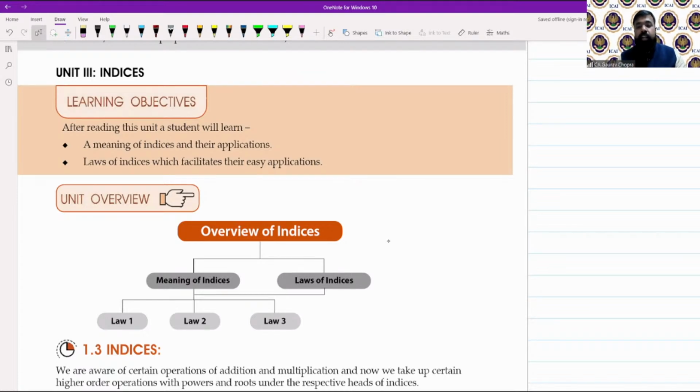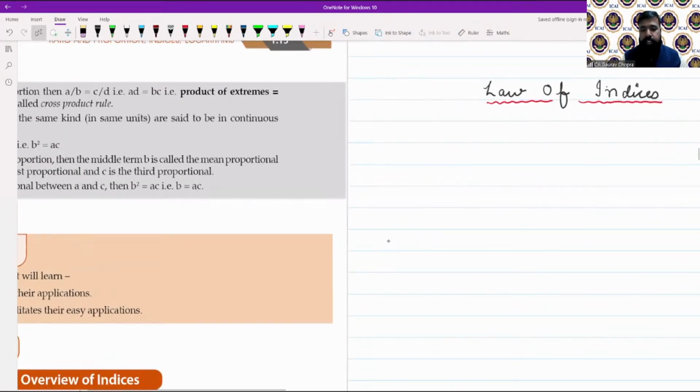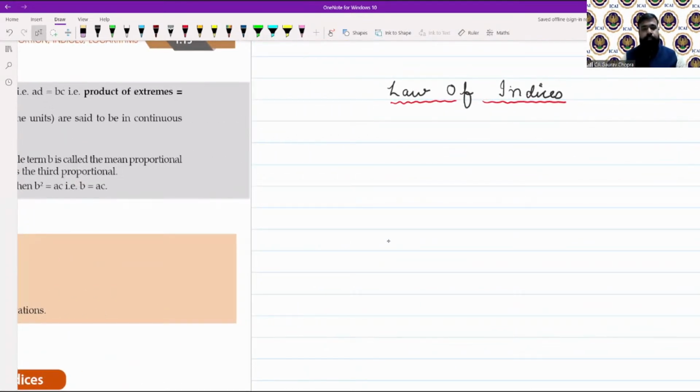So let us begin with the topic that is law of indices. Whenever we do basic calculations, that is plus, minus, multiply, divide, that is a simple basic calculation. But here we have to deal with powerful calculations. So what are powers and how to deal with them? Before moving forward, let us write down some of the basic principles, some of the basic properties required in this chapter.